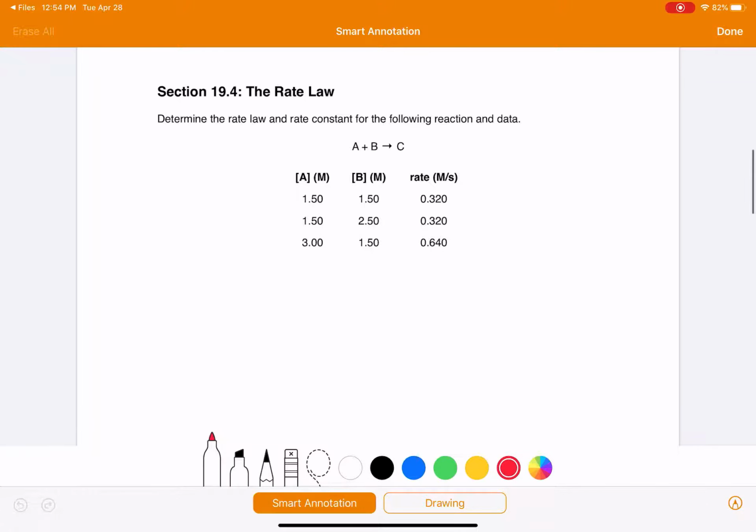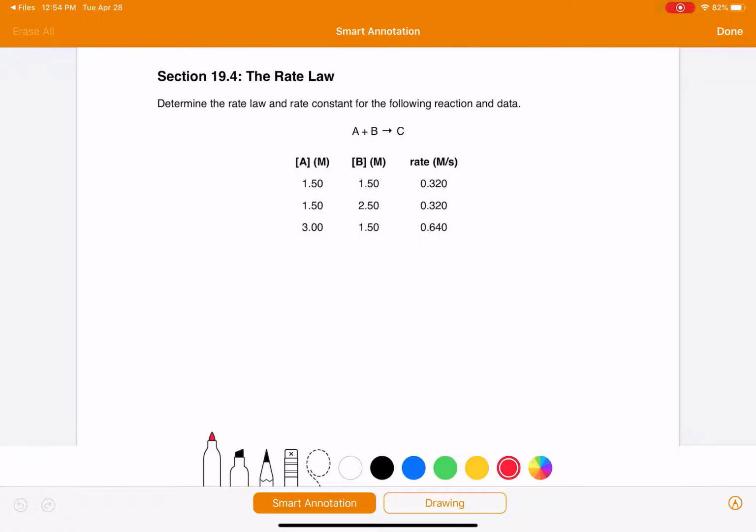Here is our 19.4 worksheet, and we have a problem that's very similar to the last one that I just did in our notes for 19.4. We are being asked to determine the rate law and also the rate constant for the following reactions. Looking at the reaction, we have reactants A and B, so I know our rate law is going to have this general form: k[A]^x[B]^y. When we're determining a rate law, our goal is to figure out the values of x and y.